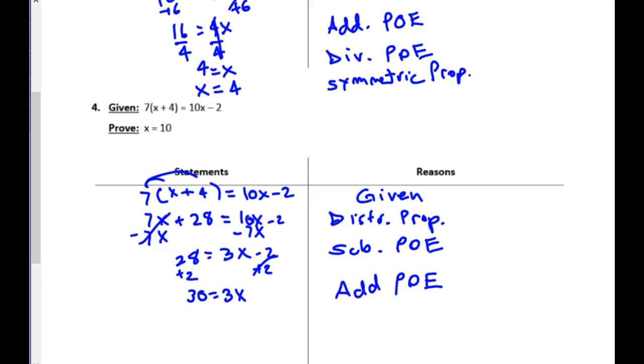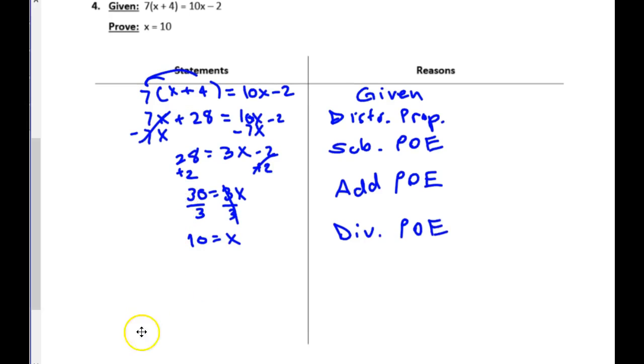Make sure you write this down. So, what do we do next? Divide by 3. Division property of equality. And then symmetric property. So x equals 10. True? The answer was true.